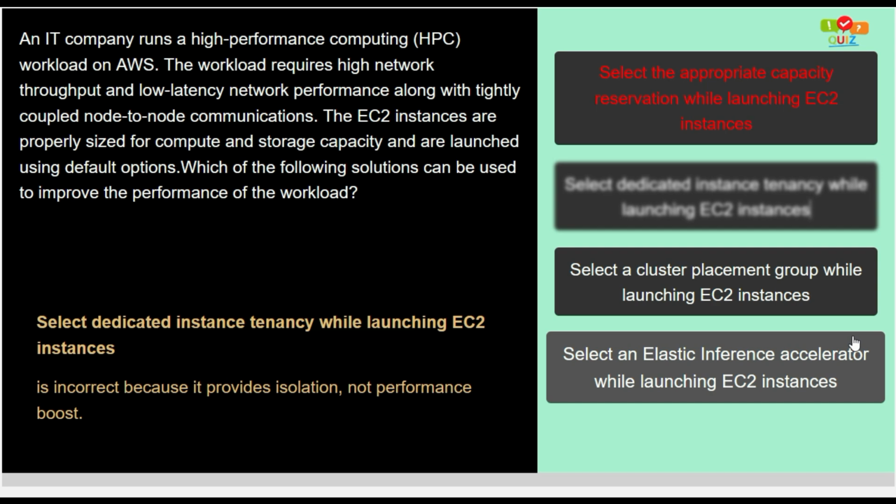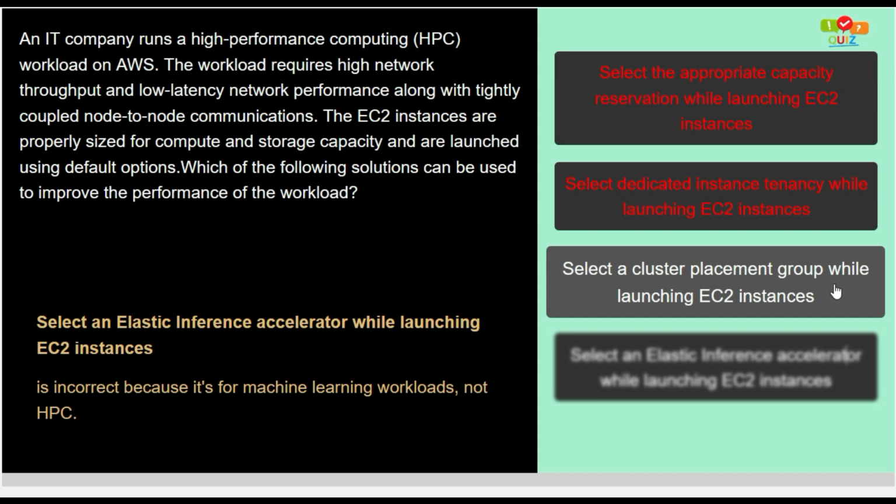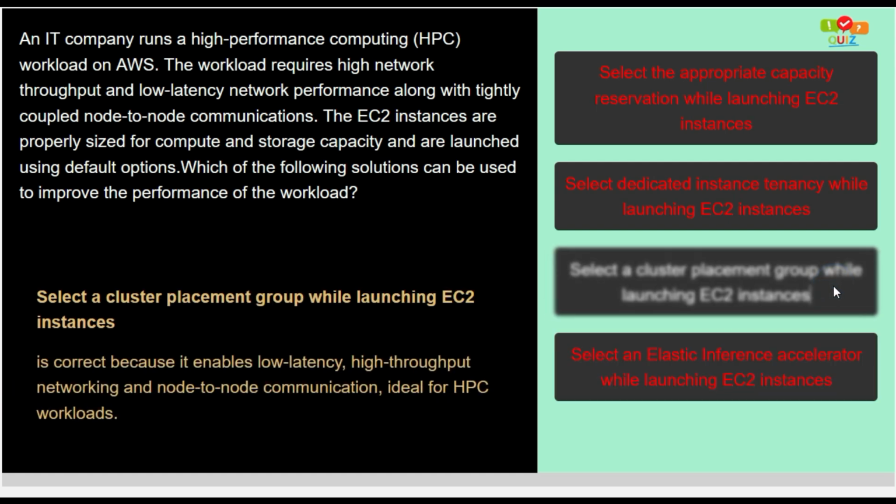Okay, let us go to option number 4. Select an elastic inference accelerator while launching EC2 instances. This option is incorrect. Why? Because it's for machine learning workloads, not HPC. Okay, so this is the wrong answer, option number 4. Let us go to option number 3.